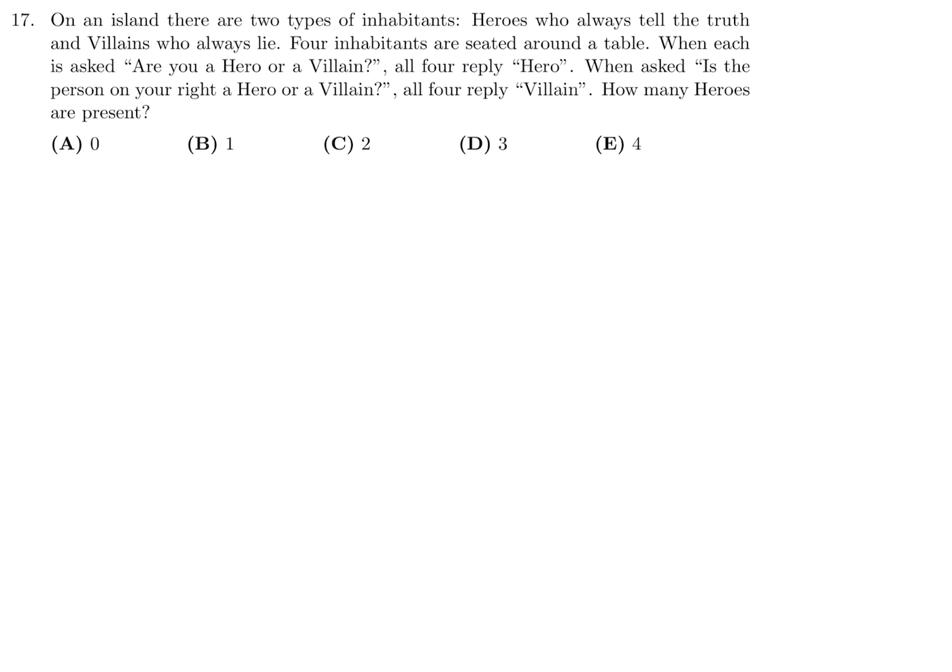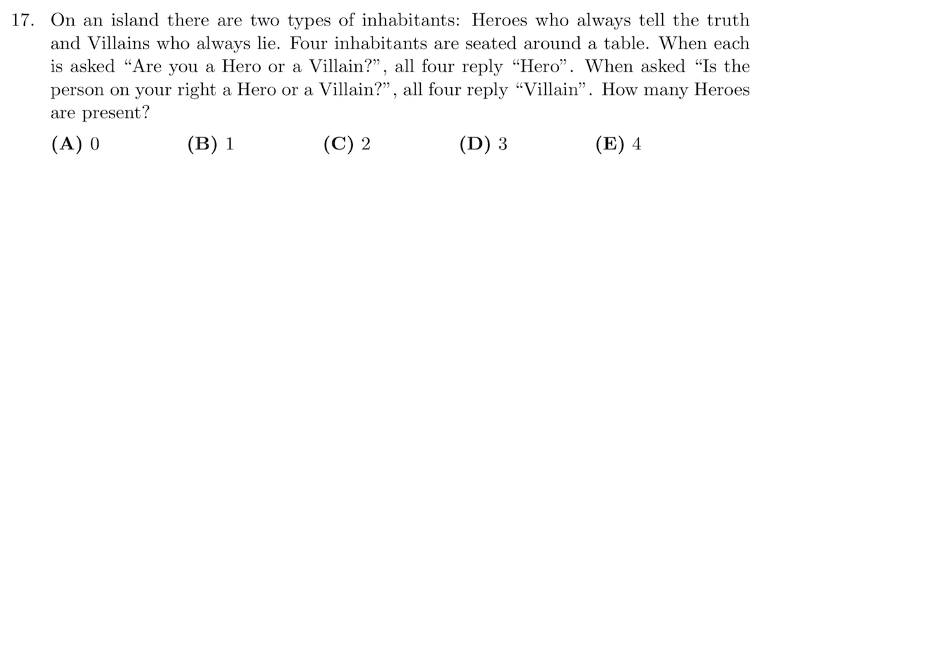On an island, there are two types of inhabitants: heroes who always tell the truth and villains who always lie. 4 inhabitants are seated around a table. When each is asked, "Are you a hero or a villain?" all 4 reply, "Hero." When asked, "Is the person on your right a hero or a villain?" all 4 reply, "Villain." How many heroes are present?